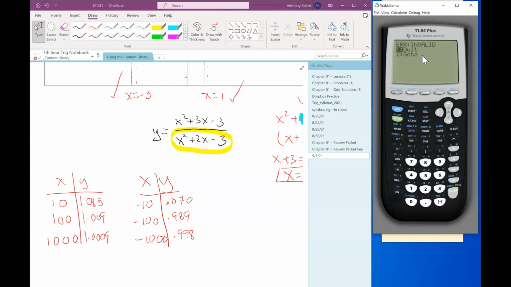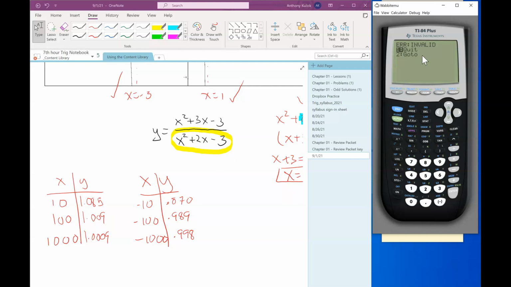So you just need to go back and change your window to make sure that the X max is big enough and that the X min is small enough to cover the numbers you're trying to plug in. But that would be the most common problem here when trying to do this on your calculator, is just forgetting to adjust your window. Is everybody okay doing this?